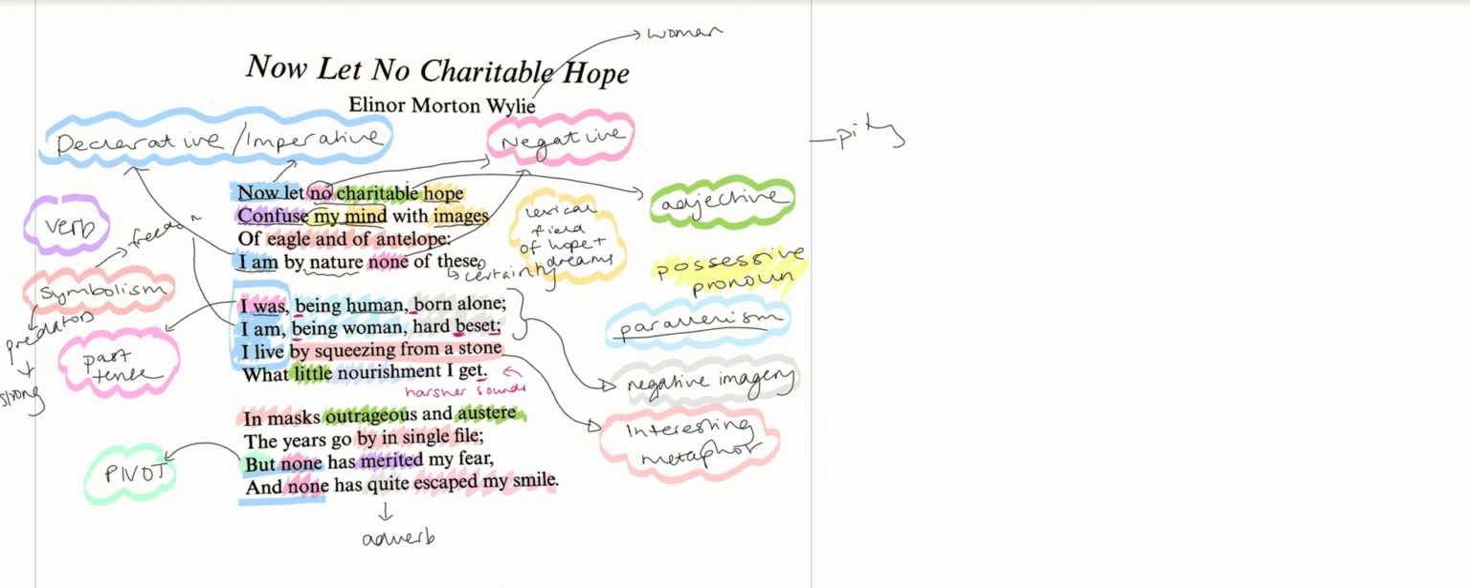And then it's repeated and it's emphasized with that second line. And when you're talking about these lines in your essays, it's good to combine them together and show how powerful they are as two lines. So I was being human, born alone. I am, so we move to that declarative, but we also get the repetition of I am, being woman, hard beset. Okay, so that suggests that she is both a human and a woman.